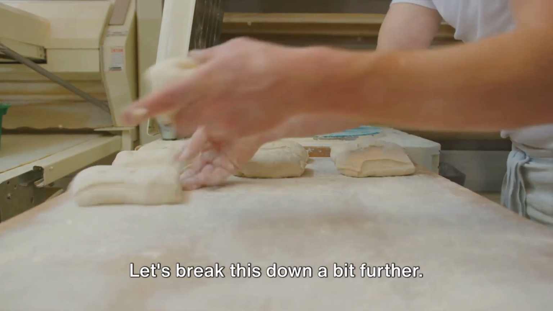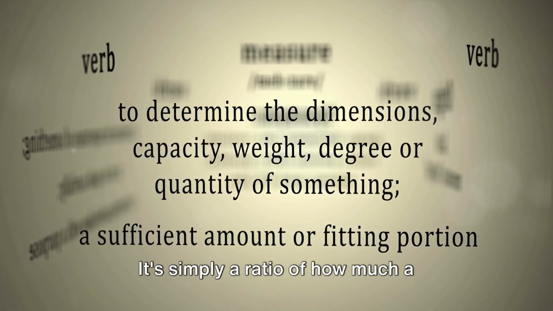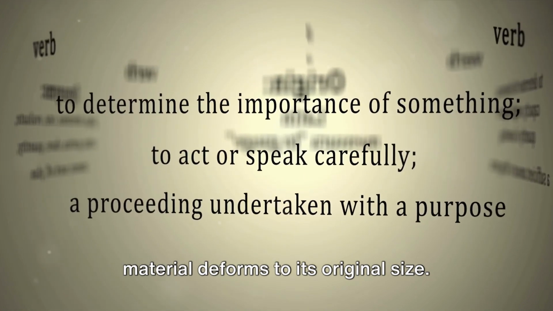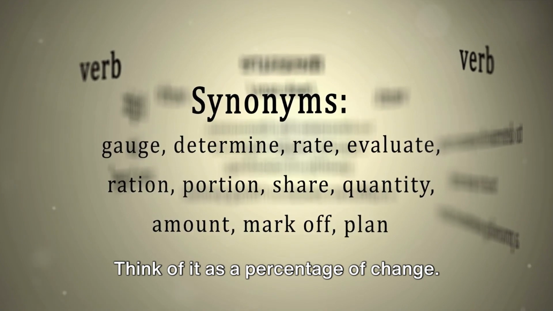Let's break this down a bit further. Strain is a dimensionless quantity, meaning it has no units. It's simply a ratio of how much a material deforms to its original size. Think of it as a percentage of change.